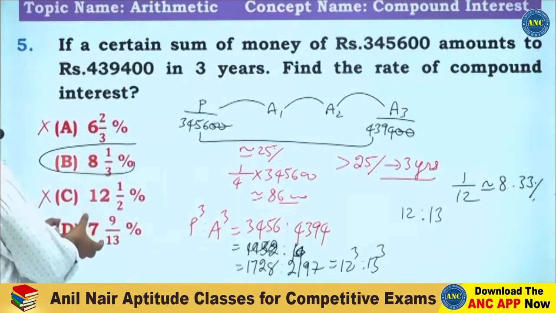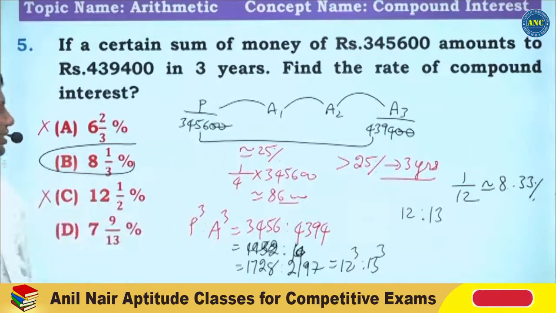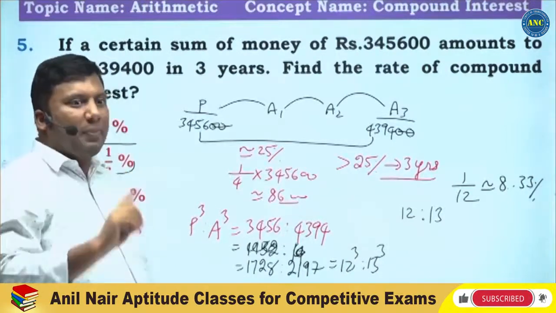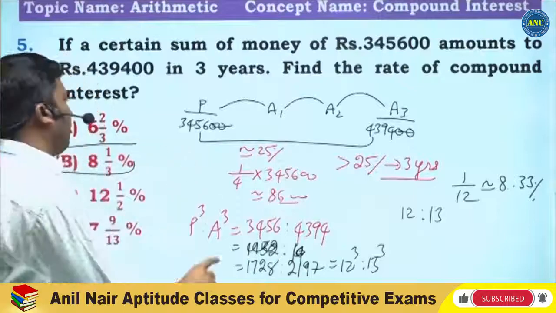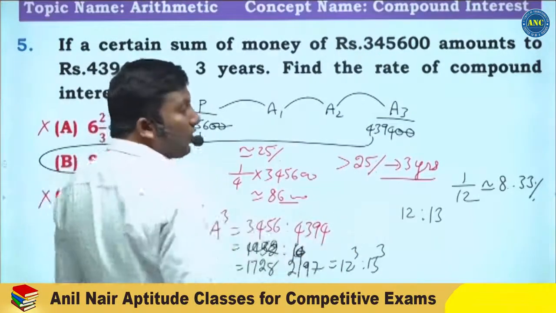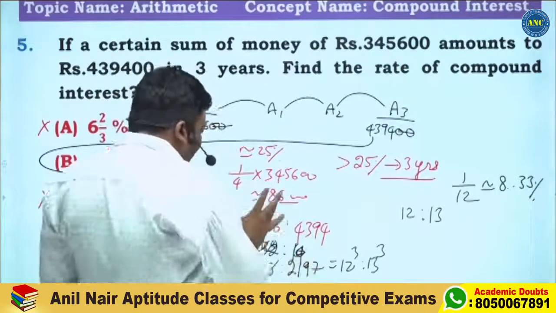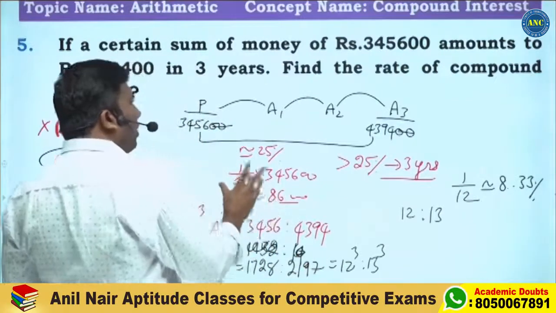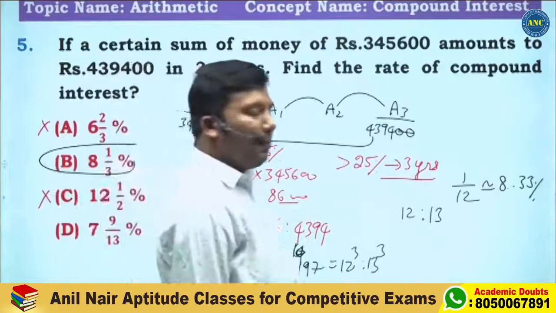Because option D is very close to B, I used this method. Again, successive percentage is a very useful concept. If the numbers are very high, finding out which cubes will take time. This method ideally you should not use for this problem. I hope it is clear.